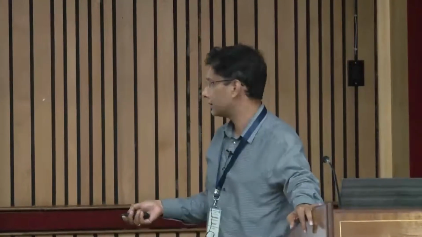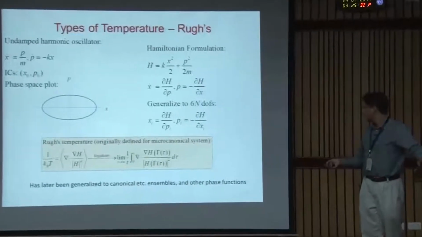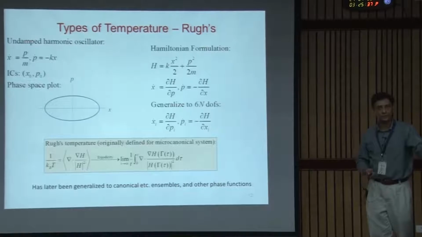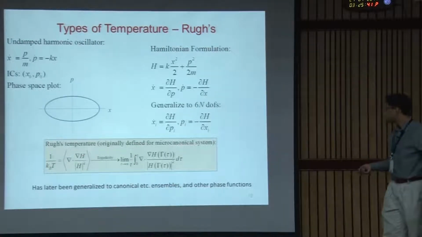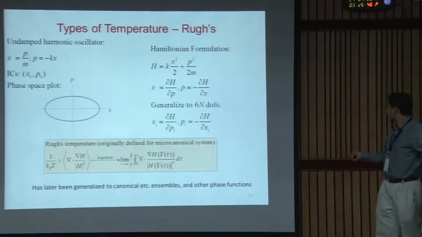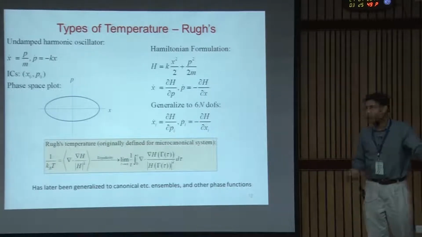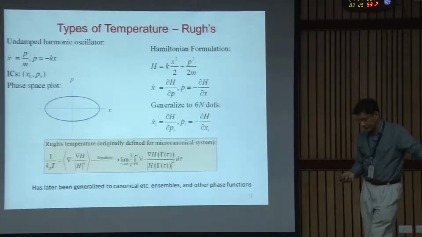And this is very important. If H is replaced by K, just the kinetic energy, then what we get here is no longer Rugh's temperature, but the kinetic temperature, what we have always known to be the statistical mechanical definition of temperature. If H is replaced by the potential energy part of the Hamiltonian, then what we get is another very new definition of temperature called the configurational temperature.